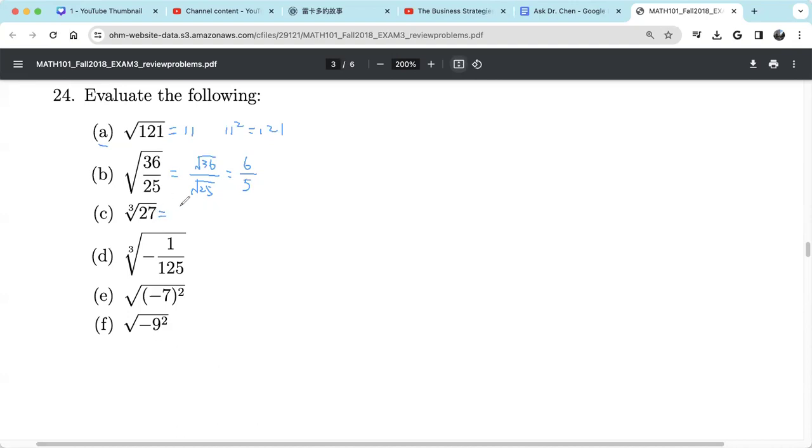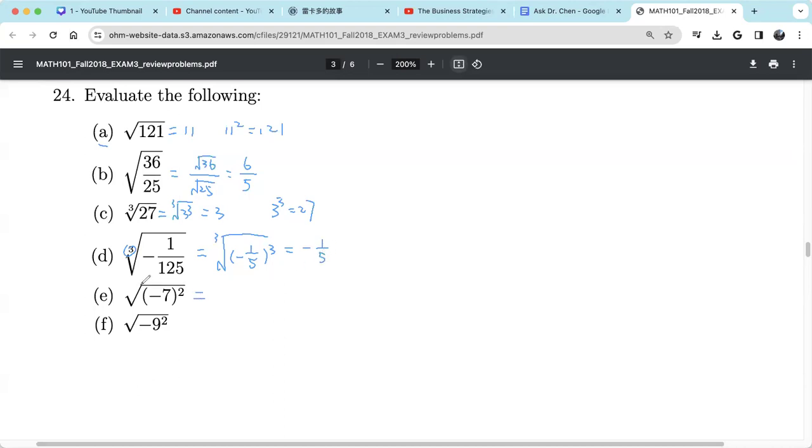Cubic root of 27, that's 3 raised to the power 3, then cubic root. So it's just 3, right? Because 3 raised to 3 equals 27. Well, this one, the index is 3. So we see that's negative 1 over 5 raised to 3. So this one equals negative 1 over 5.